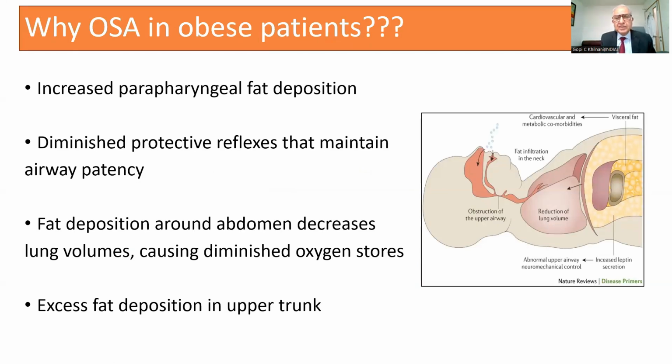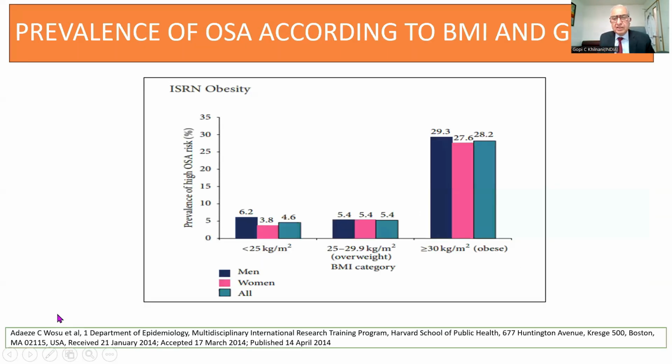And why in the obese patient? Of course, 70% of the patients who have obstructive sleep apnea are actually obese. There is increased fat deposition in the parapharyngeal fat. There is a diminished protective reflex that maintains airway patency. There is fat deposition around the abdomen, decreasing lung volume and causing diminished oxygen store, and there is excess fat deposition in the upper trunk. And how common is it?